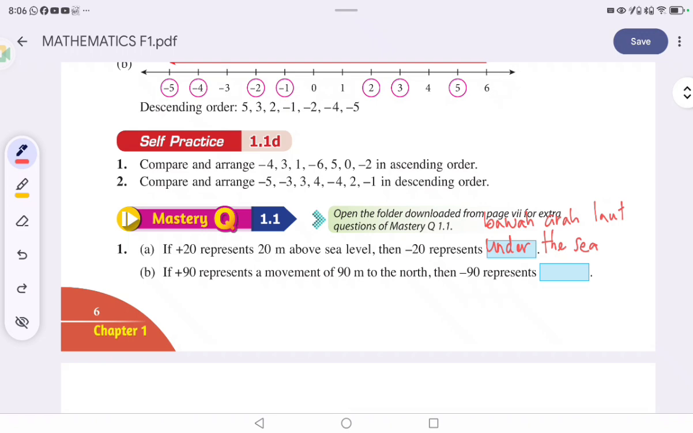Okay, now you go to B. If a positive 90 represents a movement of 90 meter to the north, then negative 90 represent to the south. So the answer should be south lah.